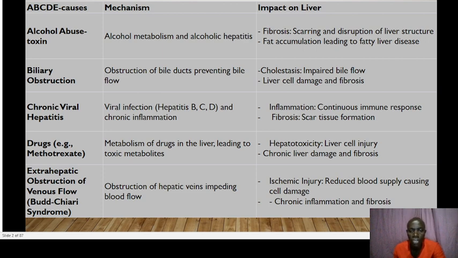D, we have drugs, that is drugs like methotrexate, guys. The mechanism of these drugs in the liver leads to toxic metabolites, okay? So methotrexate leads to hepatotoxicity that is normally characterized by liver cell injury. Also, we have chronic liver damage and fibrosis.